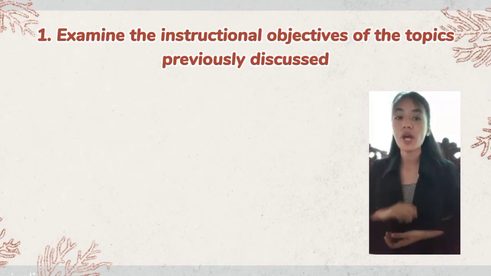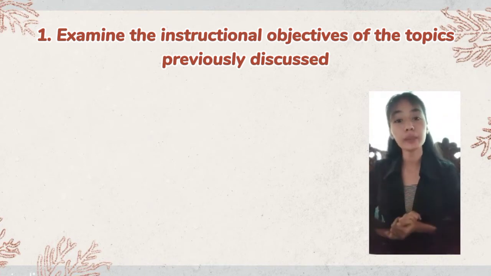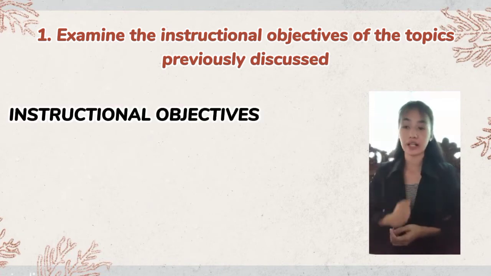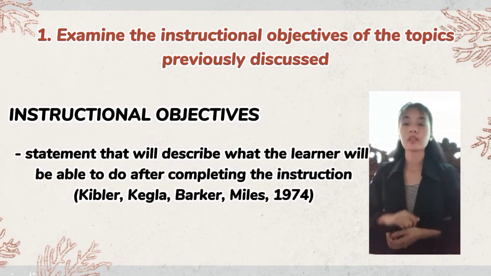So the topic that I've discussed is all about examining the instructional objectives of the topics previously discussed. So what is it all about, instructional objectives? According to Kibler, Barker, and Miles of 1974, an instructional objective is a statement that will describe what the learner will be able to do after completing the instruction.